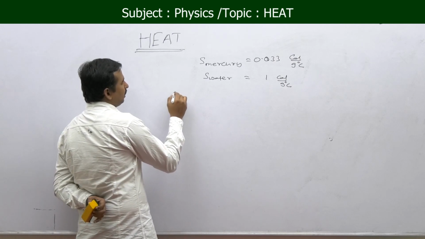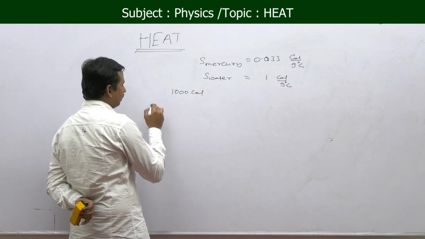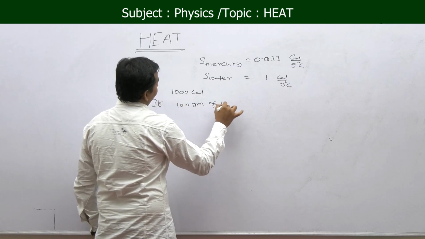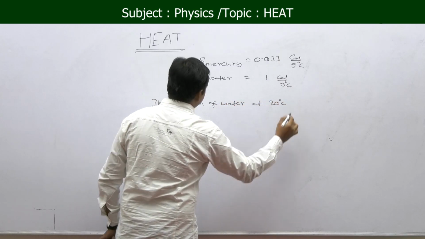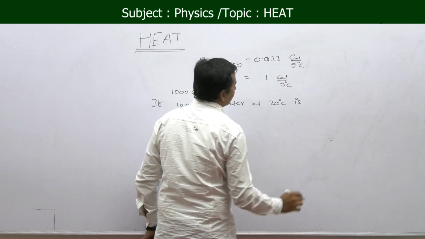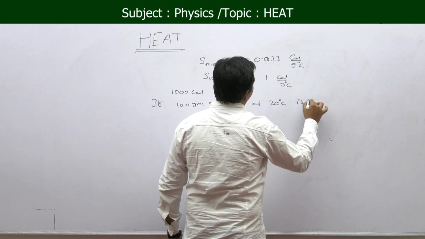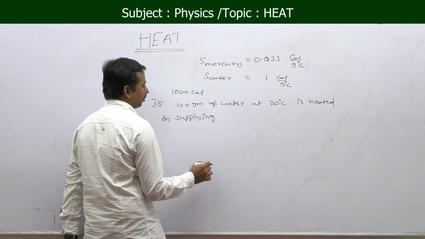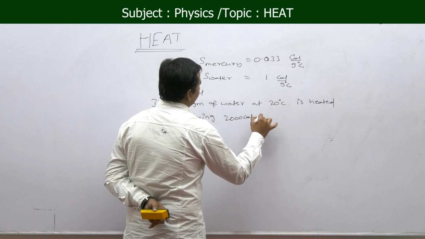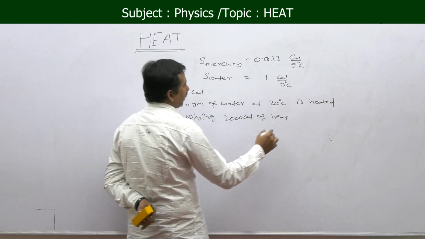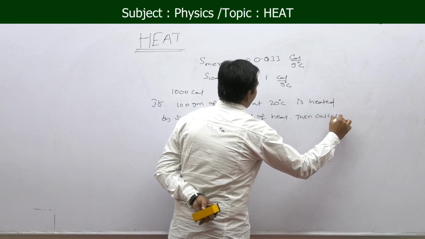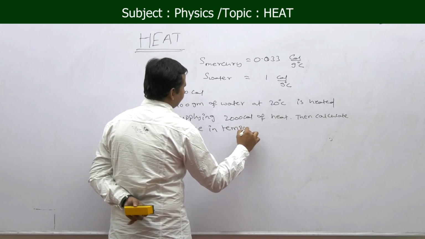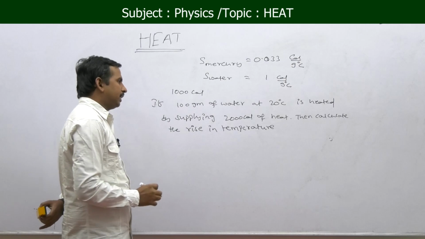Okay? Now say for example, if 100 grams of water at 20 degrees Celsius is heated by supplying 2000 calories of heat, then calculate the rise in temperature. Okay, calculate the rise in temperature.